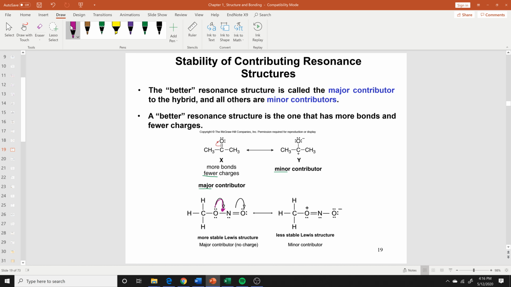Now, between those two, the major contributor is basically the structure with fewer charges or no charges at all, compared to that Lewis structure that has a positive charge on the oxygen and a negative charge on the other oxygen. Just let me clarify one thing, because some of you will make that mistake in here.